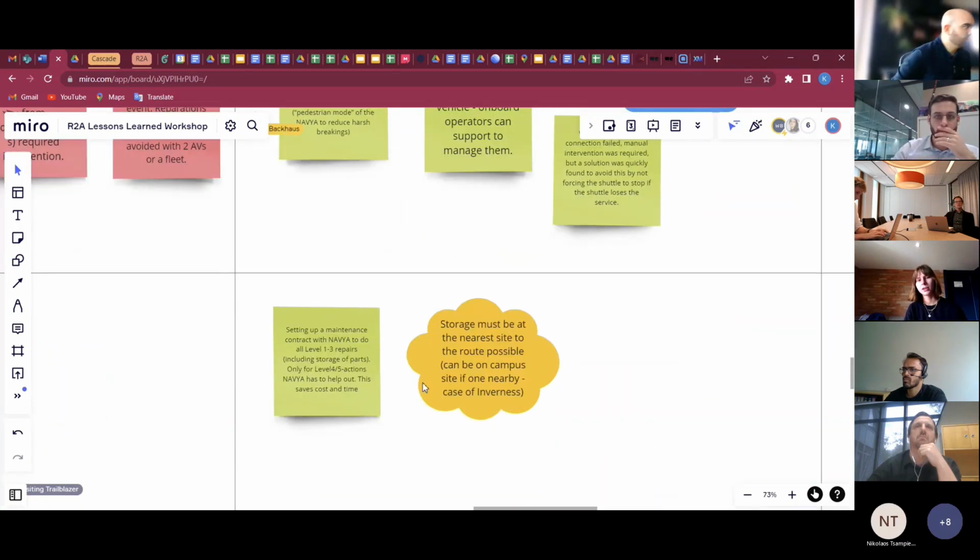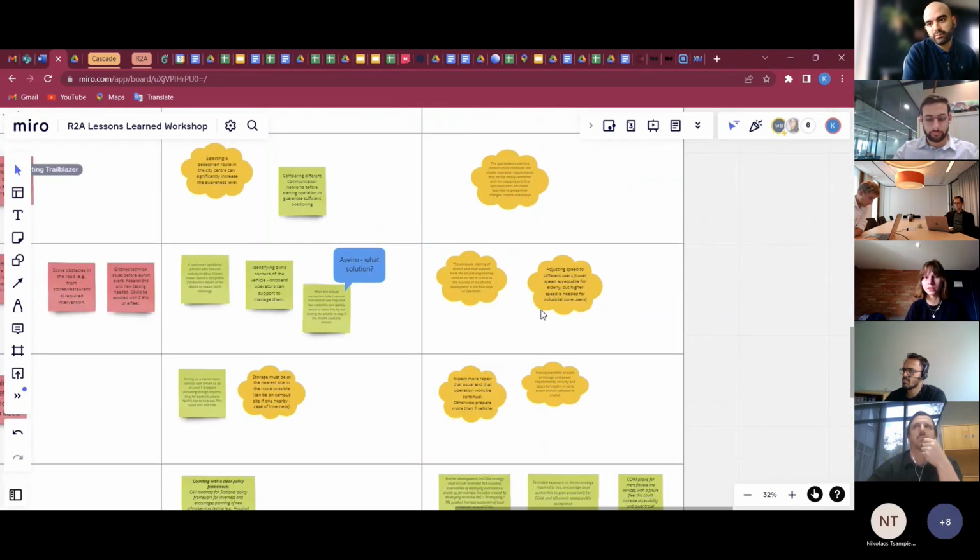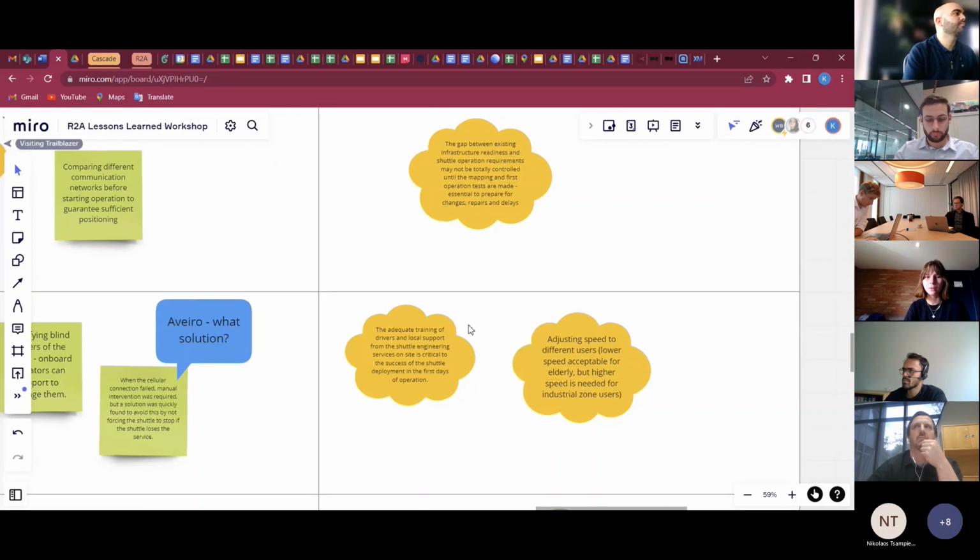Yeah, again, setting maintenance contracts is important. Again, formalizing repairs and maintenance. Storage must be the nearest site to the route as possible, just like Inverness suggested it could be on a campus area, on a campus site. So also route selection according to those requirements is essential. Yeah, the adequate training of drivers is necessary.